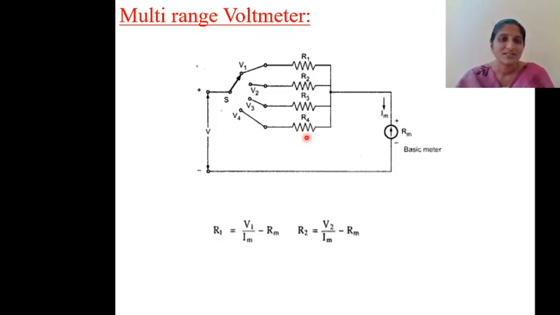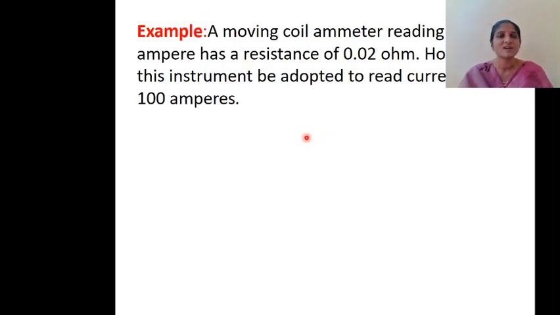So R1 is equal to V1 by Im minus Rm and R2 is equal to V2 by Im minus Rm. By substituting these formulas you can get the readings. Now we shall solve one example. So here there is an example.